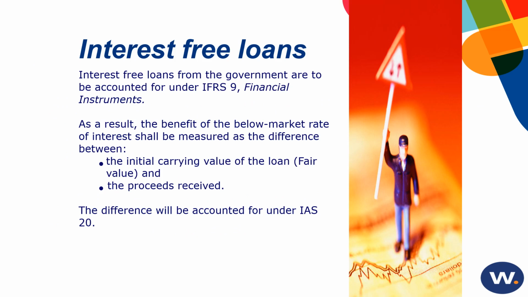Another example of a government grant could be an interest-free loan or a loan provided at below market interest rates. These loans are within the scope of IFRS 9, so they will be measured in accordance with that standard. This means that on day one, the loans should be measured at fair value. Given the 0% interest rate or the interest rate below market, the fair value on day one will differ from the proceeds which the entity receives from the government. This difference is a government grant, and this should be recognized in accordance with IAS 20.